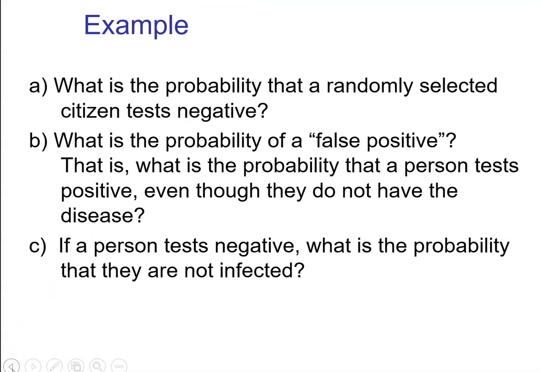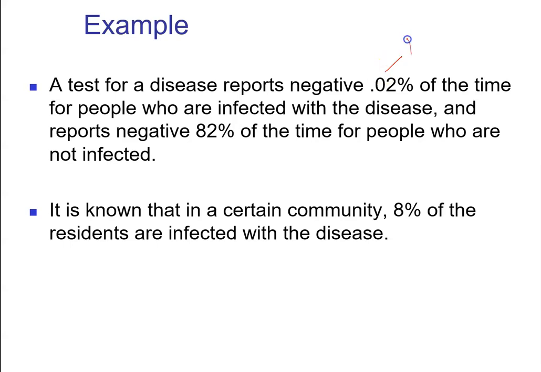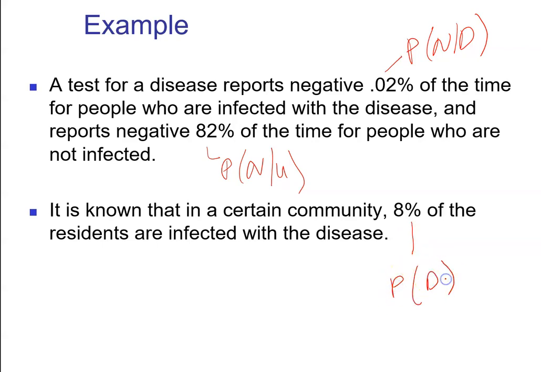So again, if we go back to this portion right here, this is the probability that the person tests negative given that the person is infected with the disease. Here is the probability, let me write this down first, that the person tests negative given that the person is not infected. And this one is the probability that the person is infected with the disease.